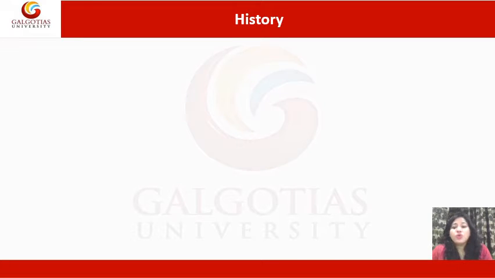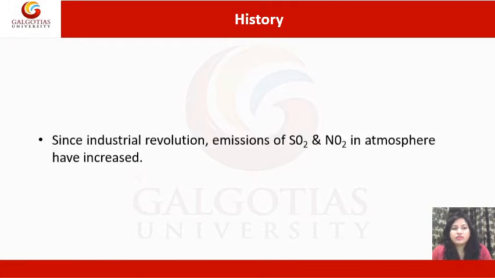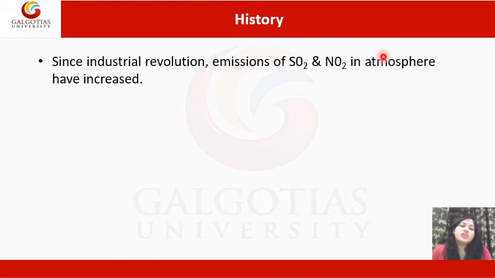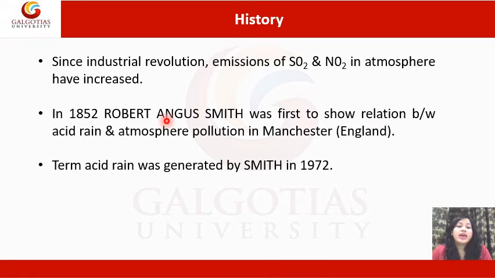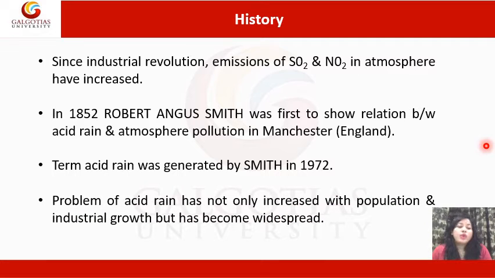Now we discuss who coined the term acid rain. Since the industrial revolution, emission of sulfur dioxide and nitrogen dioxide in the atmosphere has increased. In 1852, Robert Angus Smith was first to show the relationship between acid rain and atmospheric pollution in Manchester, England. The term acid rain was coined by Smith in 1872. The problem of acid rain has not only increased with population and industrial growth but has become widespread.